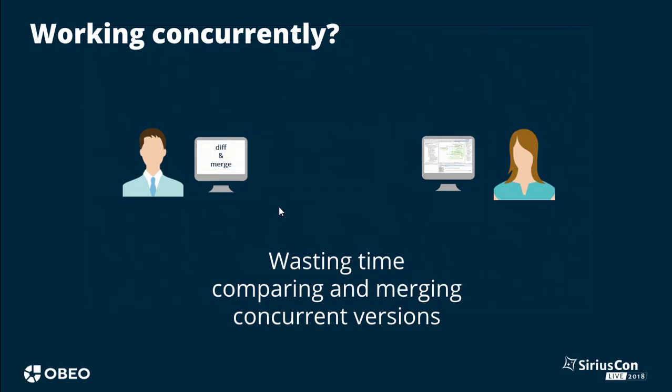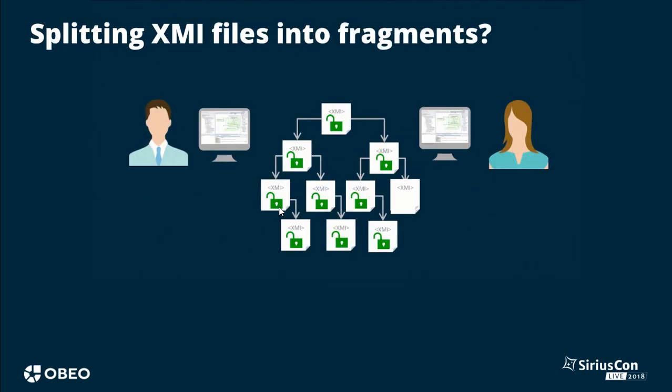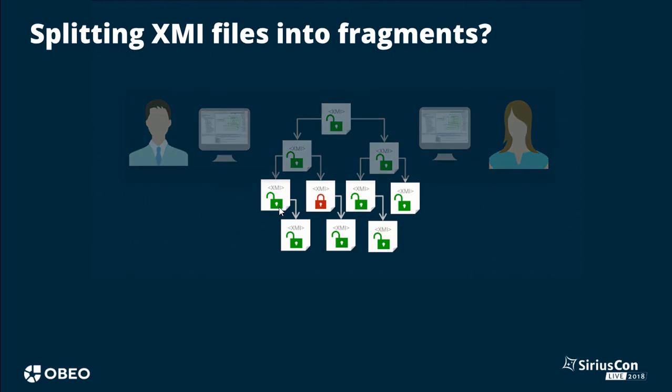So the problem with this strategy is the time you have to spend regularly to reconcile the different parallel versions, with the difficulty of keeping a consistent state. To avoid having to diff and merge parallel copies, there is another strategy which consists in splitting your XML file into fragments.